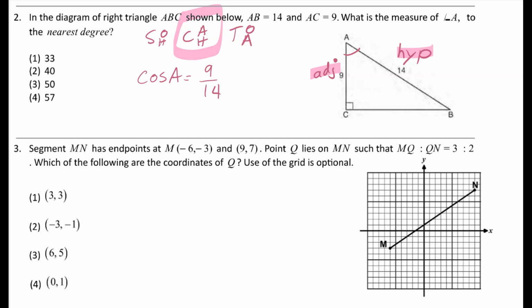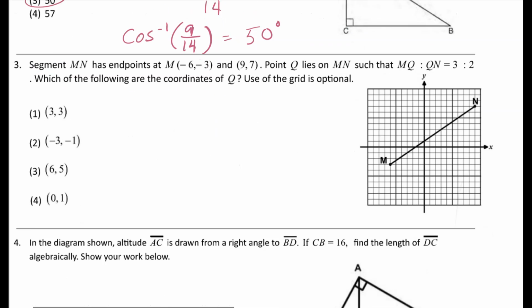And if I'm searching for an angle, I'm going to use inverse trig on my ratio of sides. So when I type that into my calculator, second cosine gives me inverse cosine. You get about 50 degrees, 49.99. So that's the measure of angle A there.